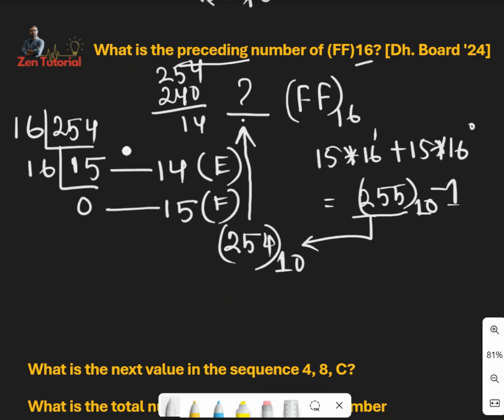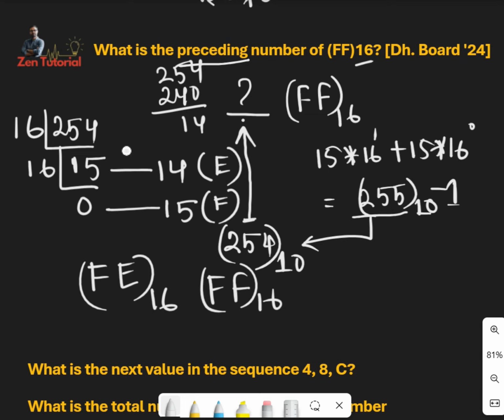So from MSB to LSB, FE base 16. So if FF base 16, the previous value will be FE, or the preceding number of FF in hexadecimal is FE. So this is the answer.